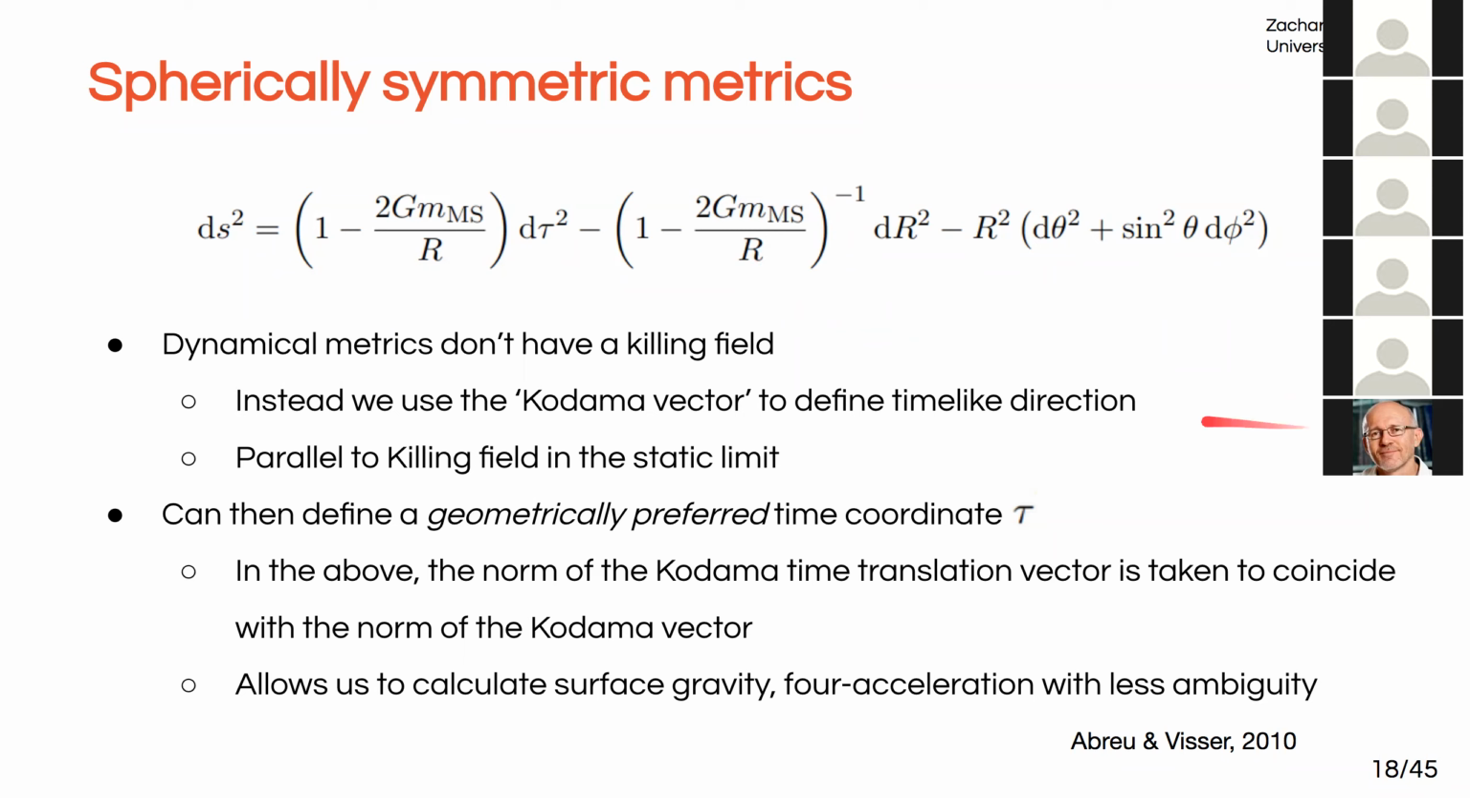And we've actually made an extra assumption here that the norm of the Kodama time translation vector should coincide with the norm of the Kodama vector itself. And that simplifies this time term here. And that's actually the same thing you would do with the regular Schwarzschild metric when you're talking about the Killing vector and the regular time translation vector. And so when we're in this coordinate basis, there's a less ambiguous definition of surface gravity and forward acceleration, although you still get some choice with the normalization, as I was saying there.